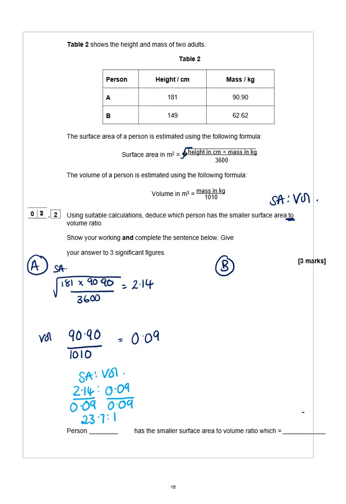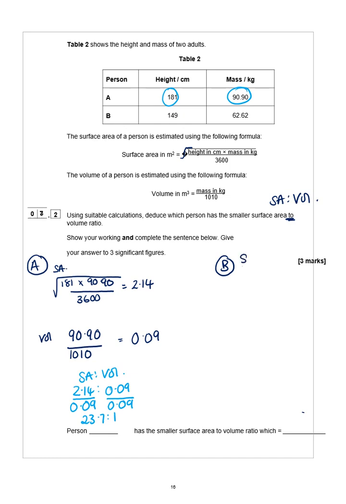My gut is telling me that person A, because they have a bigger height and a bigger mass, is going to have the smaller surface area to volume ratio. So my gut is telling me person A. But just to make sure, I'm going to do the calculation for person B as well.